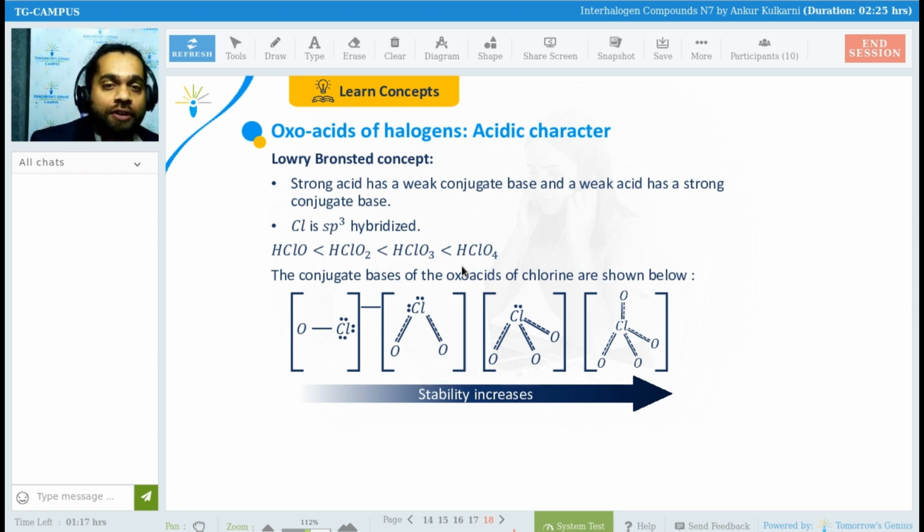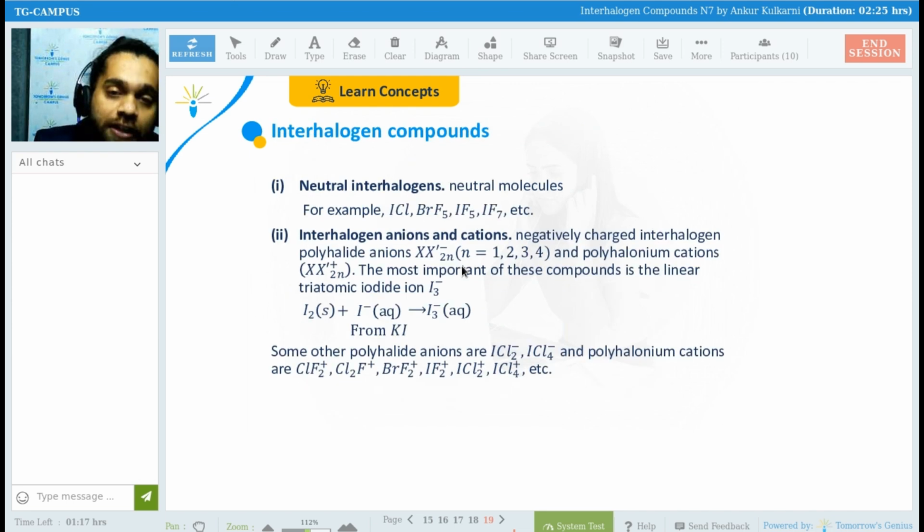Then we have the oxoacids of halogen. The acidic character, just now we discussed: HClO4 will be highest, then HClO3, then HClO2, then HClO. Now there has to be a reason why it is highest. There shouldn't be only the oxygen reason.